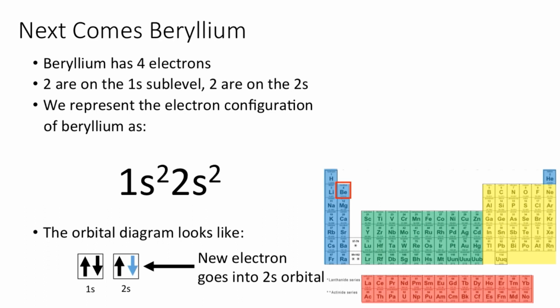Beryllium adds 1 more electron to the 2s sublevel, which you can see here as 1s2, then 2s2. You can also see the new electron being added with a downward spin in the orbital diagram.